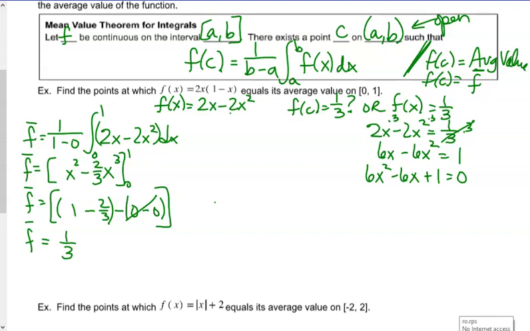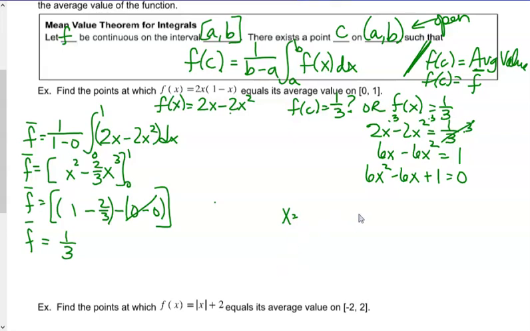Now, I will tell you the easiest way to solve this is to factor. But unfortunately, sometimes things won't factor. So this, I will tell you, can't be factored. As many times as you try, it's not going to factor. So we have to use the quadratic formula or completing the square. If I were you, I would use quadratic formula. That's what I'm going to do.